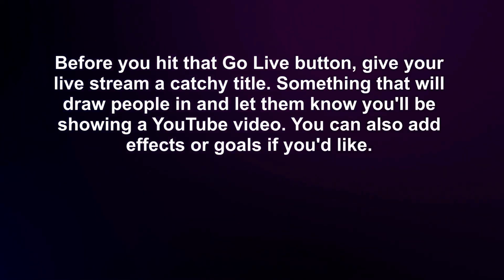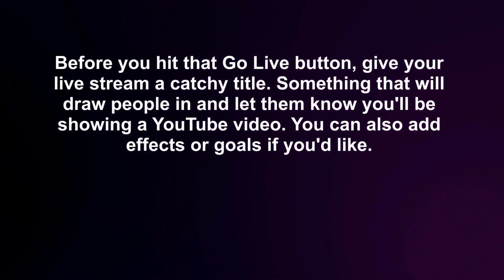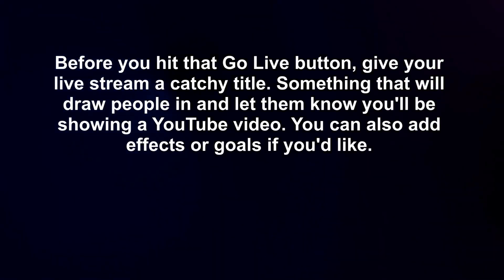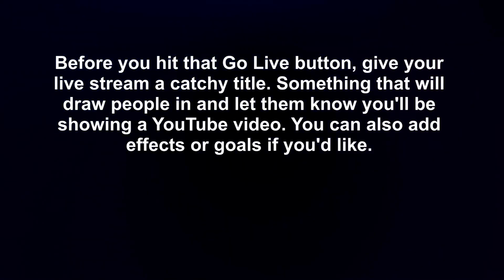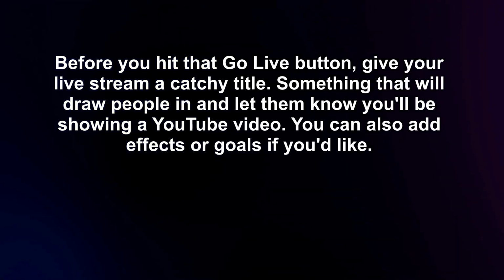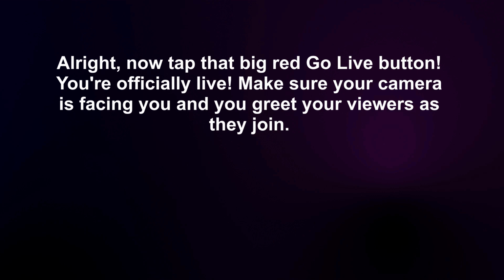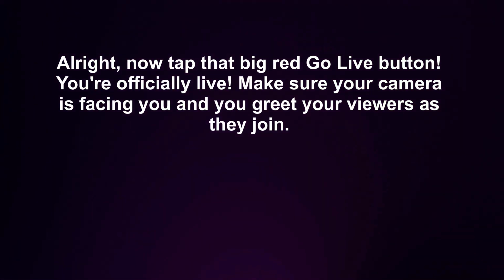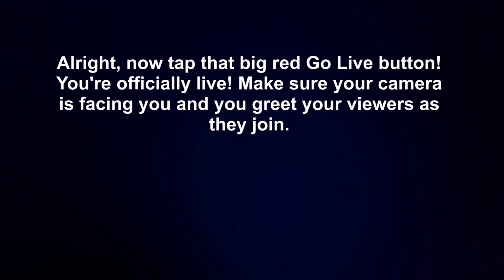Before you hit that Go Live button, give your live stream a catchy title. Something that will draw people in and let them know you'll be showing a YouTube video. You can also add effects or goals if you'd like. Alright, now tap that big red Go Live button. You're officially live. Make sure your camera is facing you and you greet your viewers as they join.